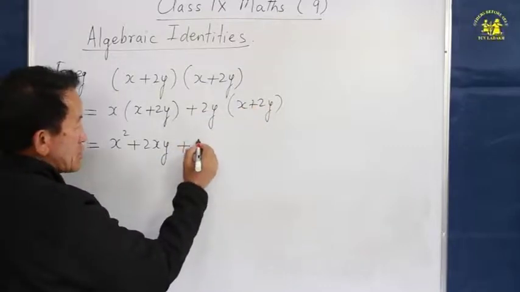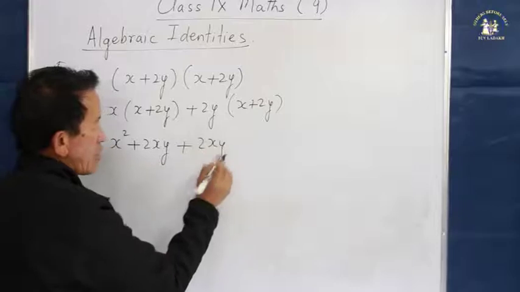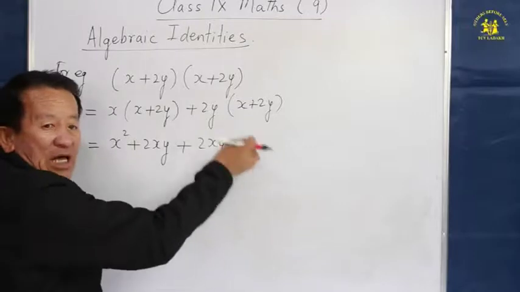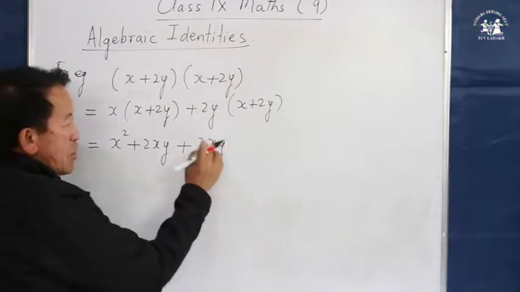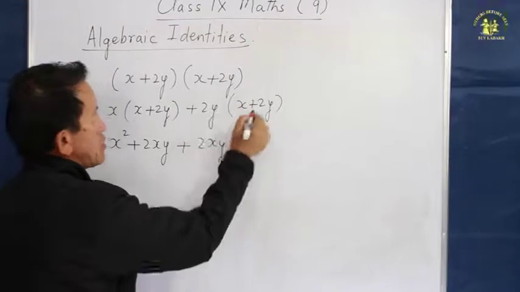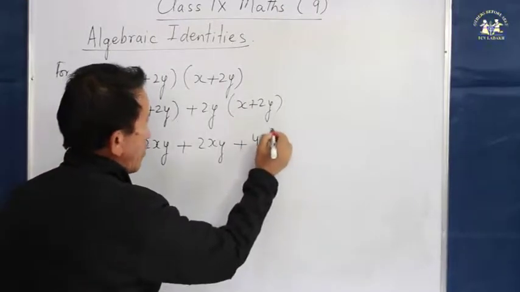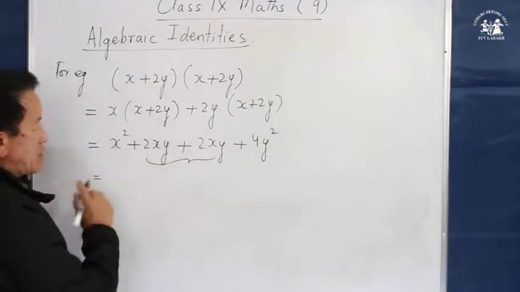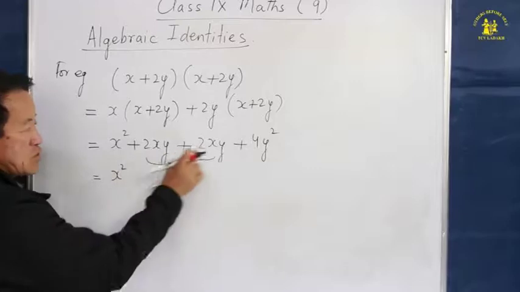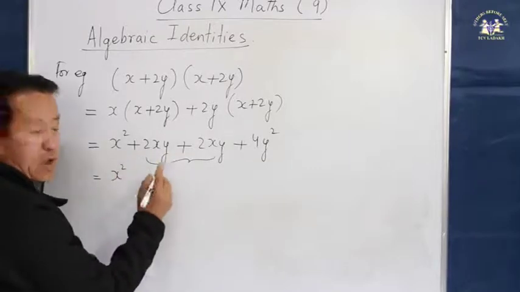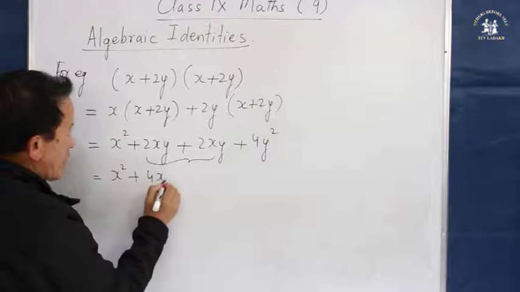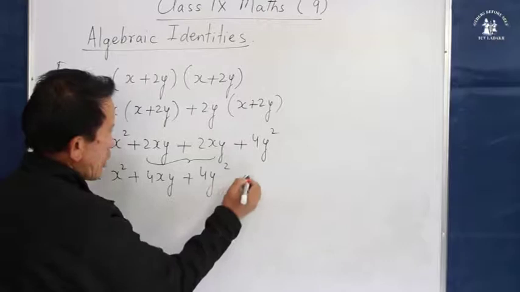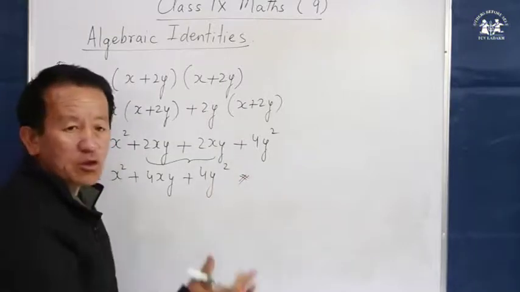So 2y into x, 2xy, or 2yx. You write in alphabetical order, so it will be 2xy plus 2 2s are 4y into y, 4y square. Collecting and combining like terms. So you have x squared, these two are like terms, 2xy plus 2xy, you get 4xy plus 4y square. Now this is the product we got by actual multiplication.